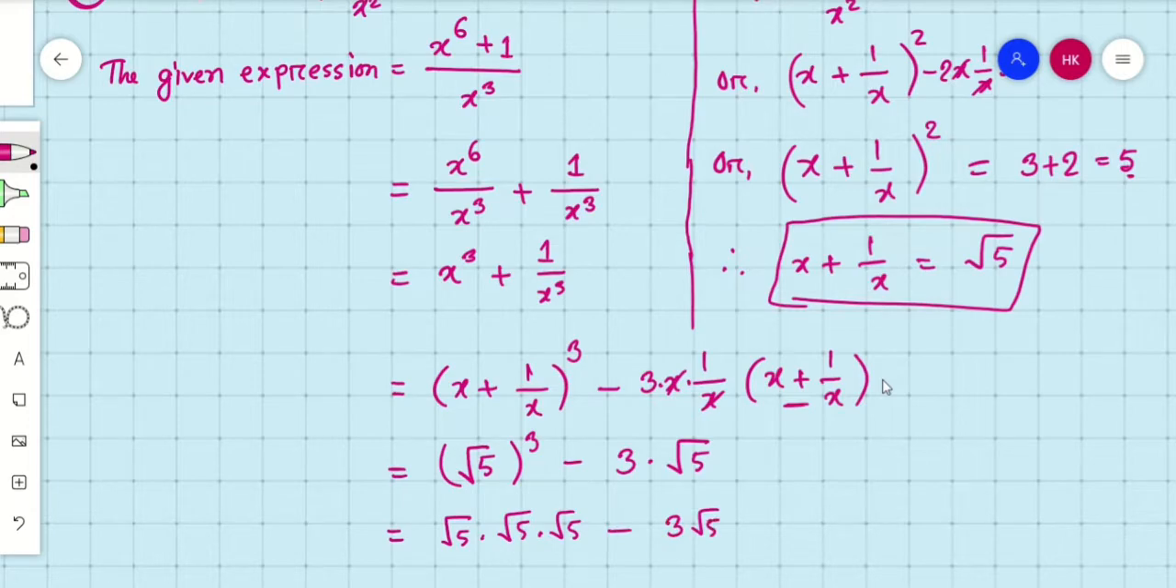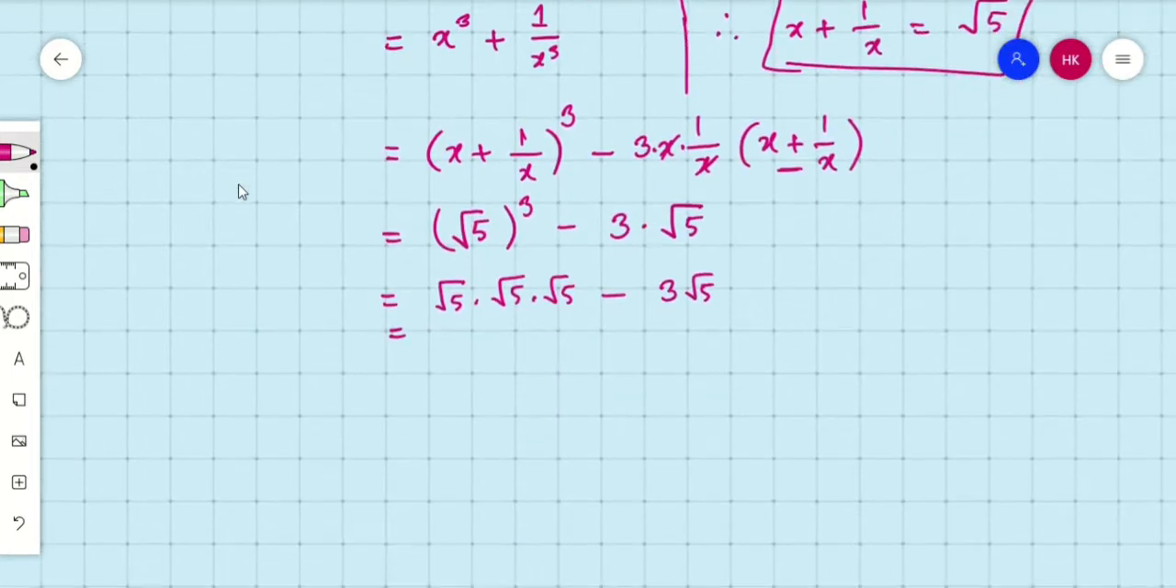Or finally we can write these two root over 5 and root over 5 multiplied as only 5. So 5 root over 5. Then minus 3 root 5. So 5 root 5 minus 3 root 5, we can write 2 root 5. This is our required answer.